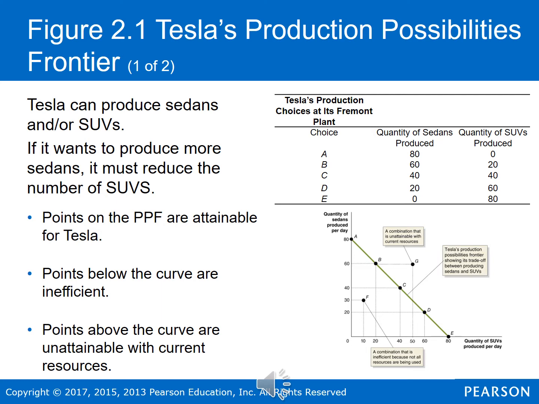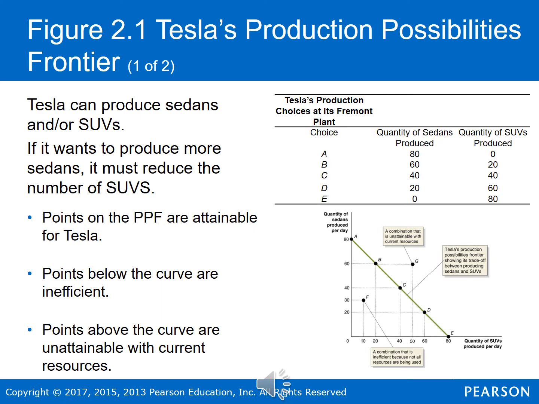So if you look, points A, B, C, D, and E are all on a line. They go from 80 sedans and 0 SUVs to 0 sedans and 80 SUVs. And they're connected by a line in between that. Along that line, that is the firm's efficient level of production. So that's when they're doing their best.